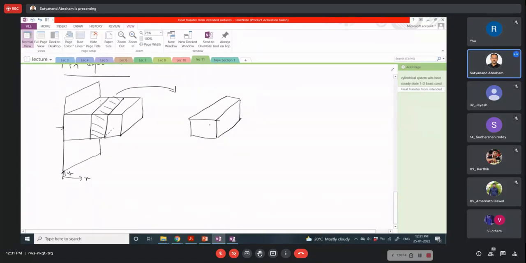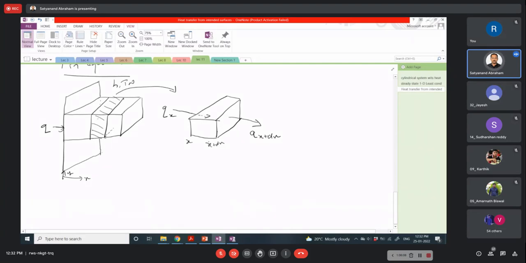Can anyone tell me from where all heat is going to pass? We are saying over here, T_h and T infinity is going to be here. Okay. So what is the heat coming in and what is the heat going out? This is x and this is x plus dx. Okay. So what should be the heat coming in at x? Here we have Qx. And what is the heat going out in this direction? It is x plus dx, right? Because the heat is coming in this direction, Q is passing in the direction of x.